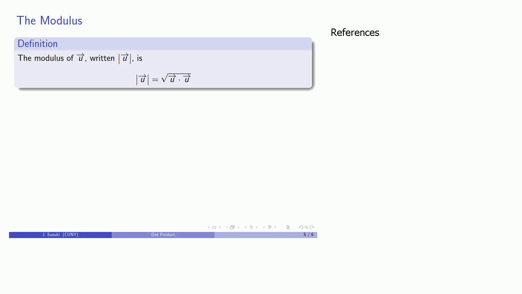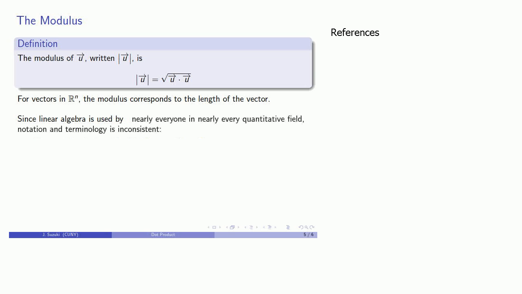And so this allows us to define a new quantity, which is called the modulus of the vector, which is defined to be the square root of the dot product of the vector with itself. For vectors in Rn, the modulus corresponds to the length of the vector. Since linear algebra is used by, well, really, nearly everybody in nearly every quantitative field, the notation and terminology is inconsistent. So the modulus might also be called the 2-norm of a vector, or it might be referred to as the magnitude of the vector.